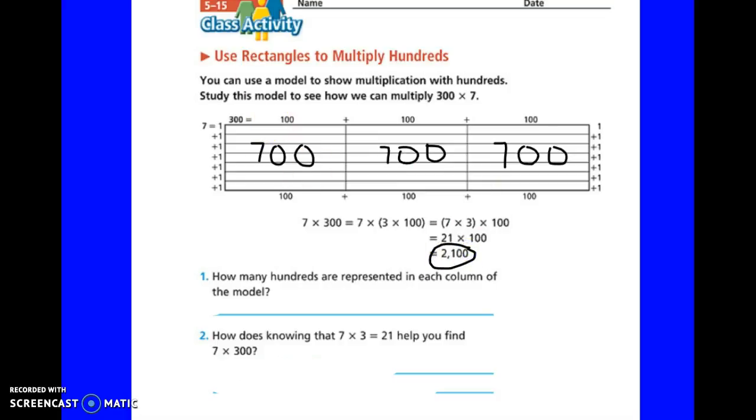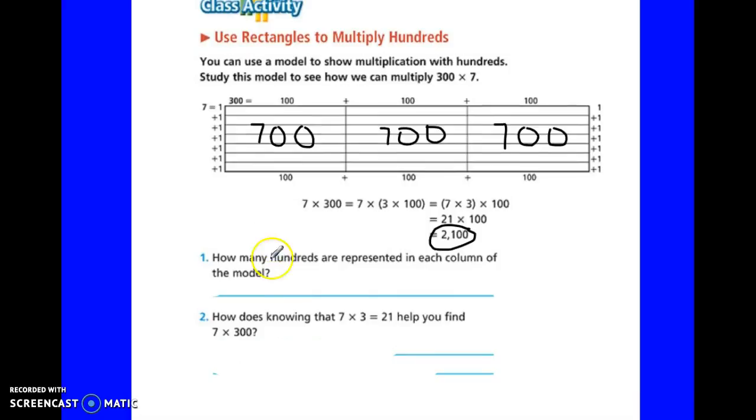Okay? If we go on to the next question here, it says, how does knowing that 7 times 3 equals 21 help you find 7 times 300? Well, I'm going to think about what we talked about with the tens. If I do 7 times 3, I know that's 21, and all I have to do is count my zeros and add them on. So there's 2 zeros, I add them on, I get 2,100. Okay, just like what we did with the tens, it works the same with the hundreds.